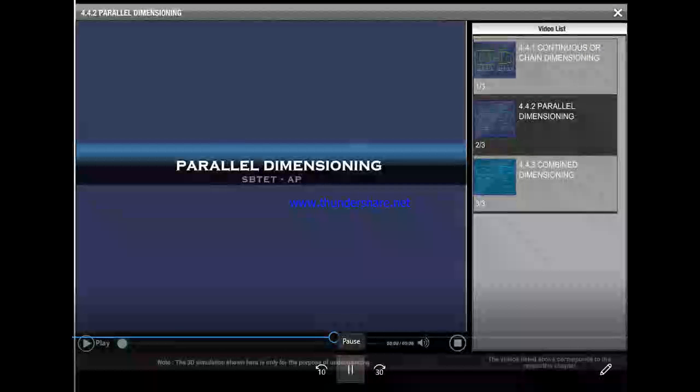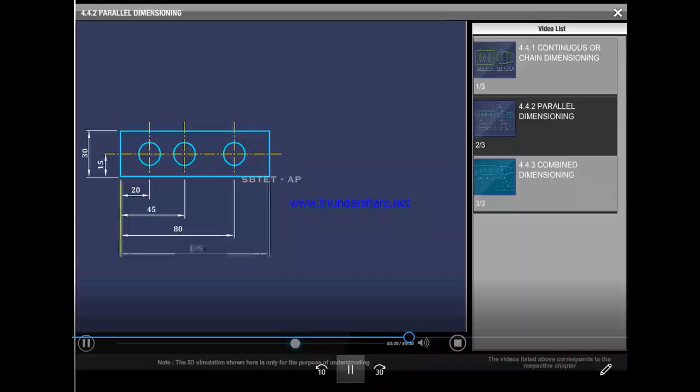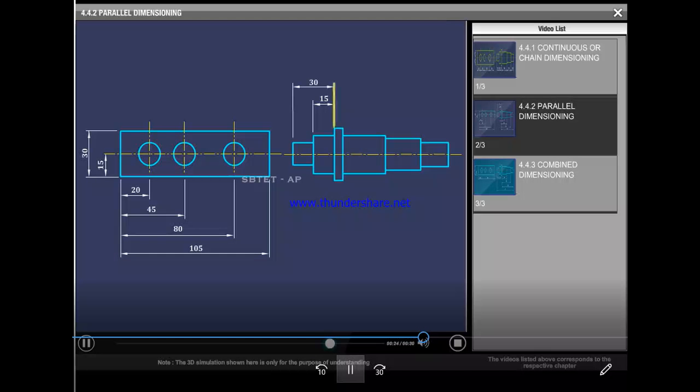Parallel dimensioning. All the dimensions are represented with respect to a common origin. Care should be taken in such a way that the distance between two dimension lines is at least 10 mm.